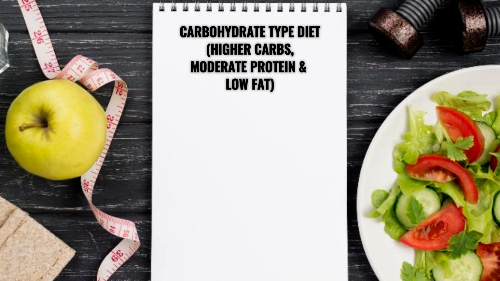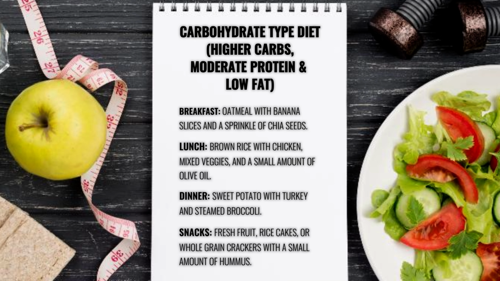Okay, so for the carbohydrate type diet, which is higher in carbs, moderate in protein, and lower fat, I'll share a daily meal plan on the screen. So the focus is carbohydrates for energy with moderate protein and lower fat. This metabolic type feels best when consuming more carbs and struggles with high fat meals.